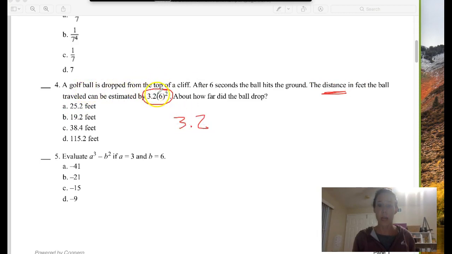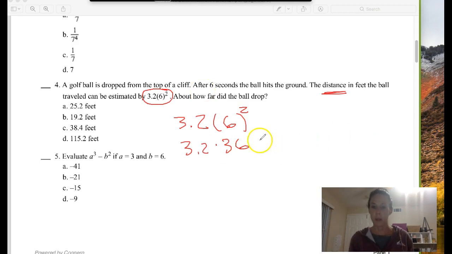So they're just saying, what is 3.2, and the parentheses means multiply, times 6 squared? What is 3.2 times 6 squared? That's all this says. Well, go 6 squared. 6 times 6 is 36. So I'm going to go, what's 36 times 3.2? You can do that on a calculator. If I do 3.2 times 36, I'm going to get 115.2. Actually, not approximately, exactly, and that was in feet, and that should be D.